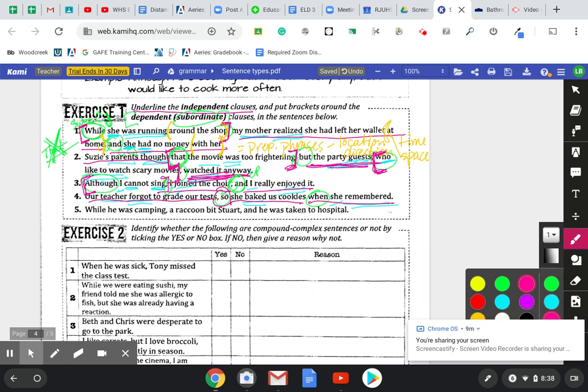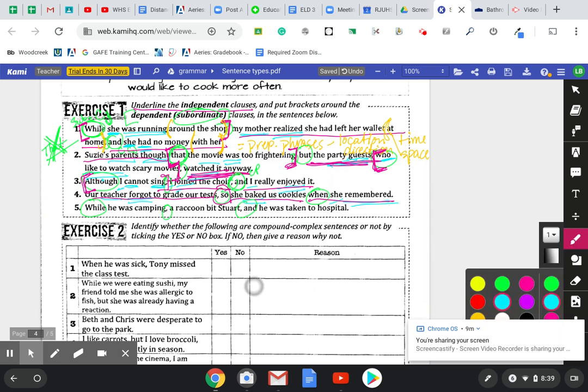Okay. Number 5. While he was camping, a raccoon bit Stuart and he was taken to the hospital. So subordinating conjunctions, while, comma, and I see a comma here as well. So let's look at these subjects and verbs. He was camping. What's my verb? Was camping. Who or what was camping? He. A raccoon bit Stuart. What's my verb? Bit. Who or what bit? Raccoon bit. He was taken to the hospital. What's my verb? Was taken. Who or what was taken?